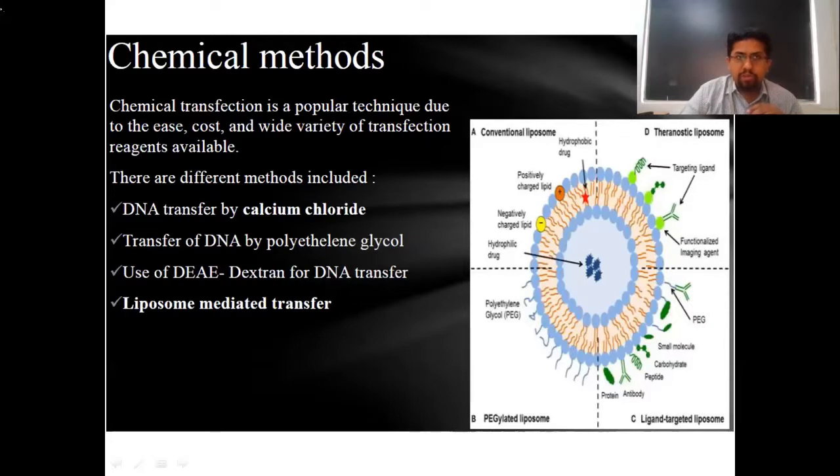In lipofection, what will happen? You're going to have different cationic lipids. What are cationic lipids? They're nothing but phospholipids. So can anybody name which phospholipids you have come across till now? You have studied phospholipids in biomolecules, right? Vaishali, can you name any phospholipid? What is there in egg? Phosphatidylcholine, correct?